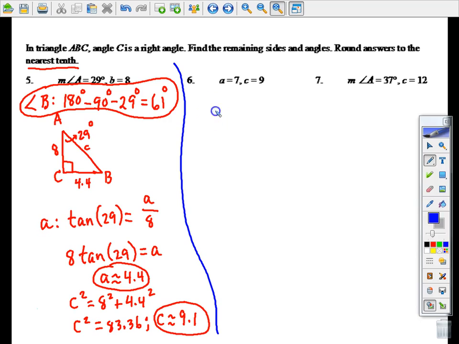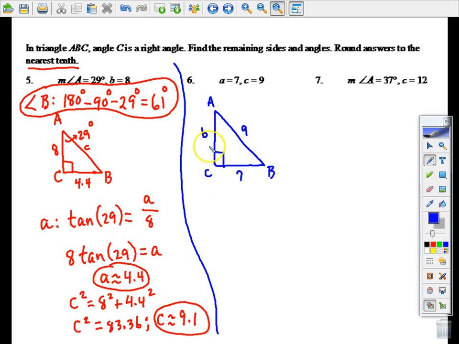Number 6, I'm going to just sketch the right triangle. C is still the right angle. I'm going to set it up very much like the other one. This time we're given 2 sides. So side A is opposite angle A, so this side will be called 7. And side C is opposite angle C, and we're given the hypotenuse, which is 9. So we've got to find this other leg, that would be side B.